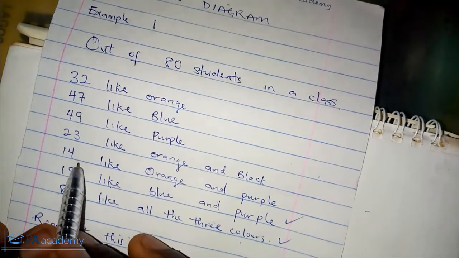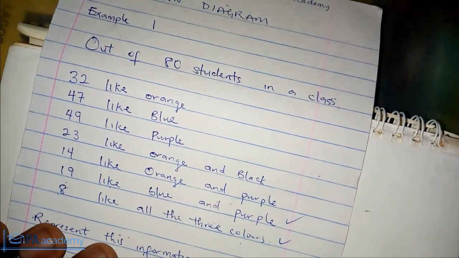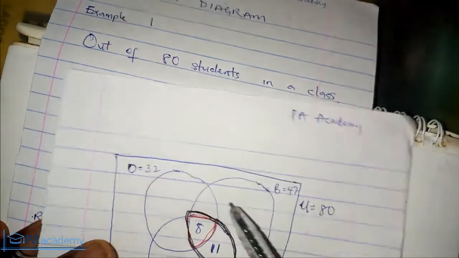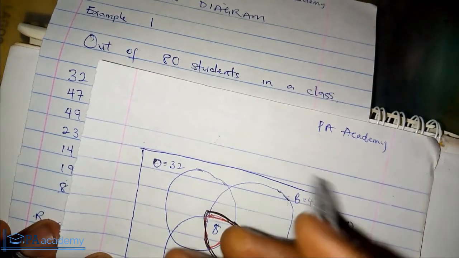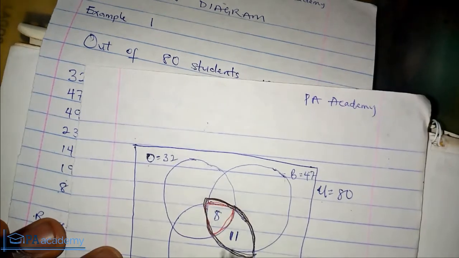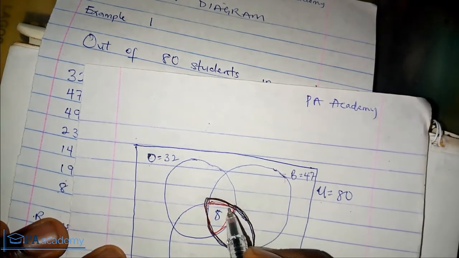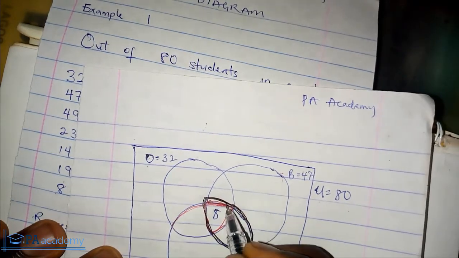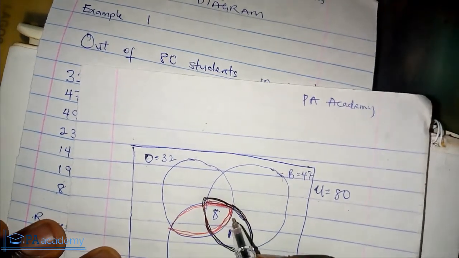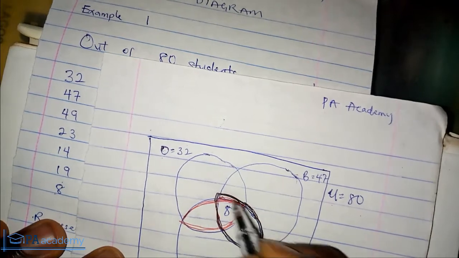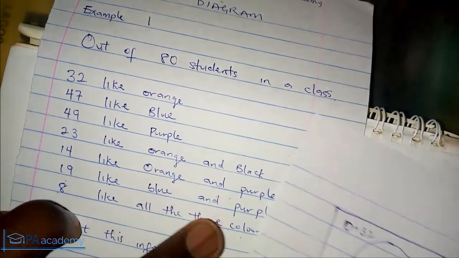Then the next one says 14 likes orange and purple. Now, this is the circle for orange, and this is the circle for purple. Now, this is the part that joins them together for orange and purple. And we were told that 14 likes orange and purple.